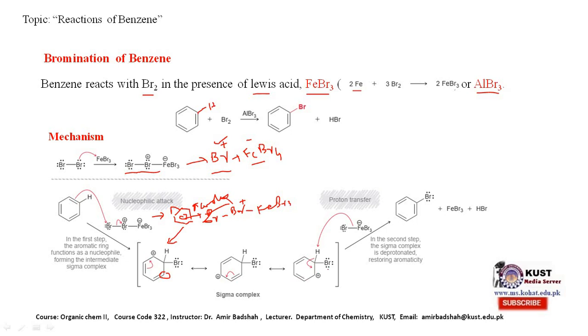In the final step, the species formed during the first step can act as a base. It abstracts this hydrogen from the sigma complex. It means it deprotonates the sigma complex, as a result of which this bond is shifted here and aromaticity is retained. Along with this, some byproducts are also formed, which are iron bromide and HBr. Iron bromide, which was used as a catalyst, is obtained again, and HBr is eliminated during this chemical reaction.